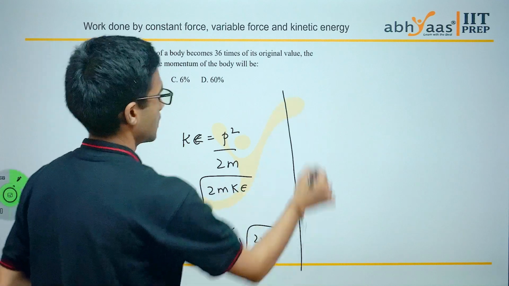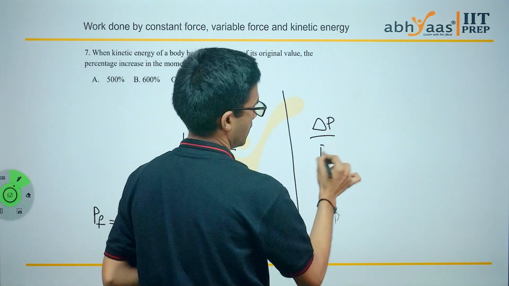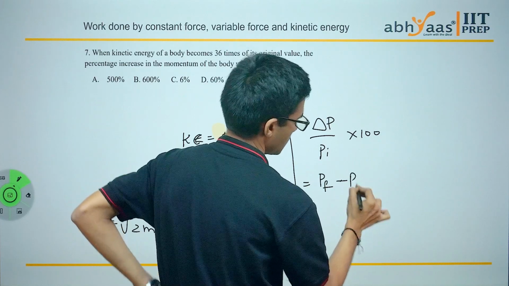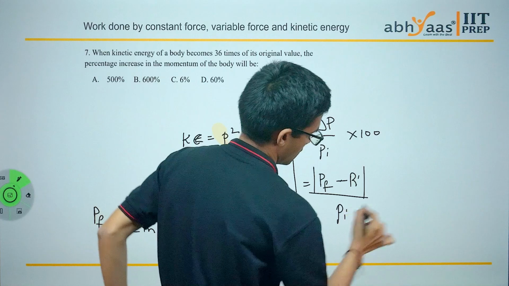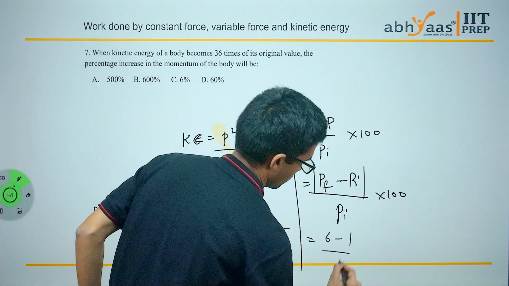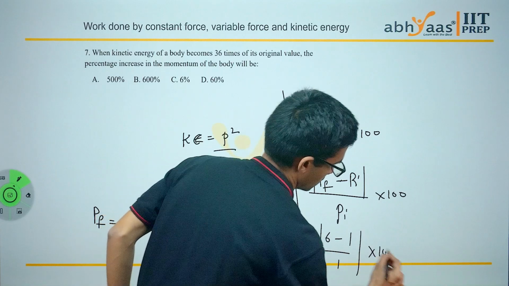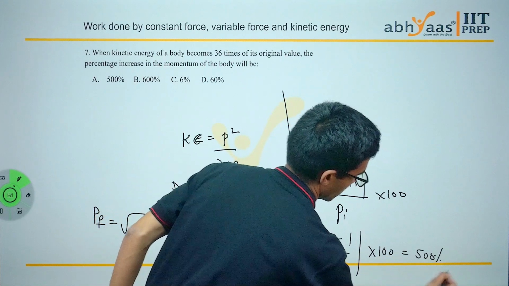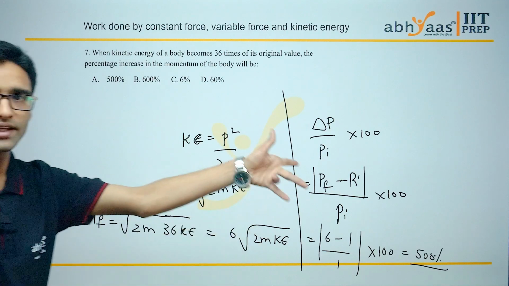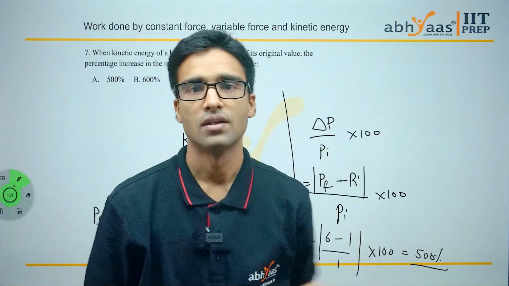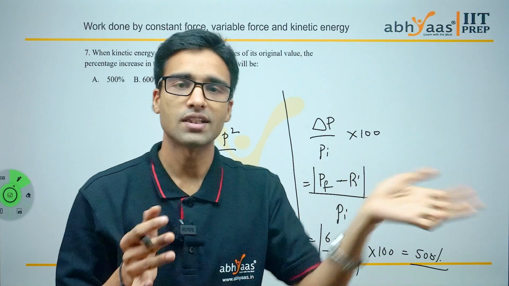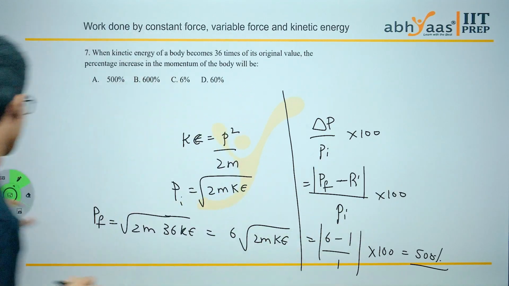What is being asked? Percentage increase. That is delta P by Pi into 100. So P final minus P initial by P initial into 100. So that is 6 minus 1 by 1 into 100. That is how much? 500. That is the increase in percentage he asked, that's why it's 500. How many times it increased means 6 times, which means 600. But initially if it is 100, it will be 600. But increase means 600 minus 100, that is 500. Directly you can get.